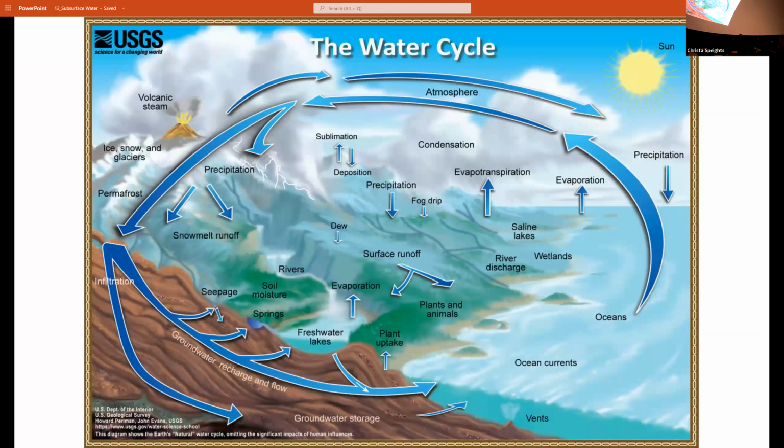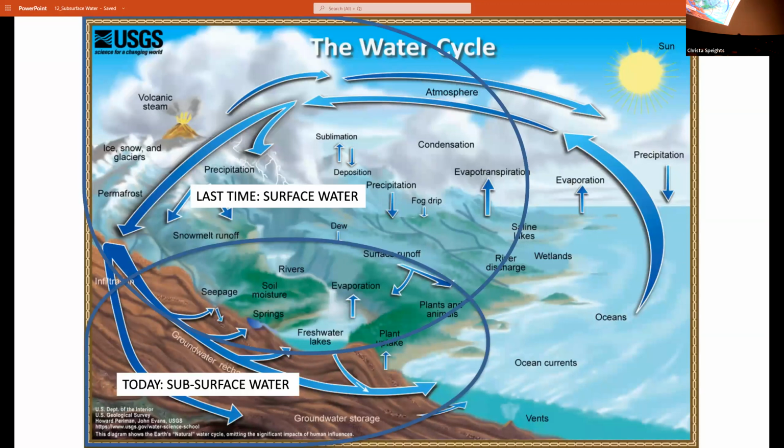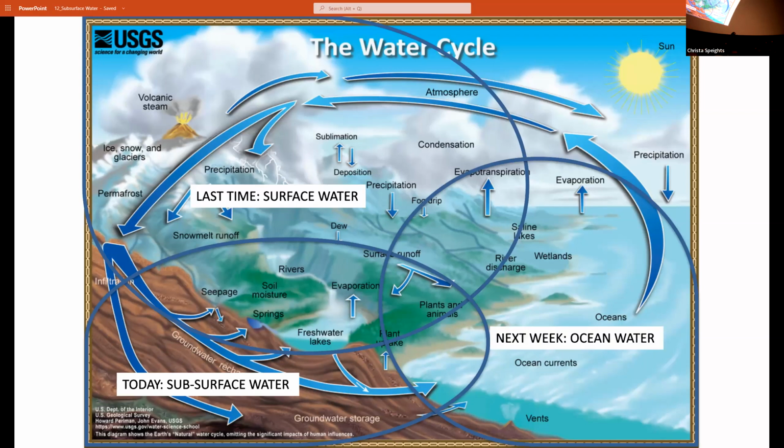So here's our water cycle again that we looked at on Monday. And at that time, we talked about surface water, mostly focusing on rivers. And today we'll be talking about subsurface water, and we'll talk about a range of different kinds of subsurface water. And then because karst is the kind of subsurface water that I study, that's what we're going to focus on for the rest of today. And then next week, we will be talking about oceans and then coasts.